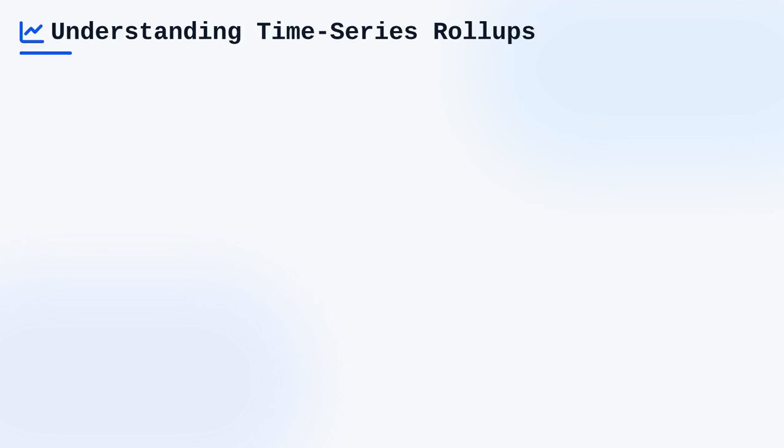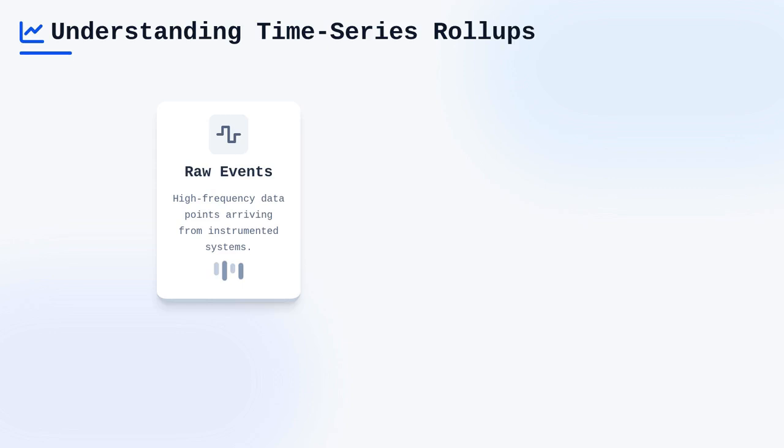In the world of time series analysis, we rarely consume raw data points exactly as they arrive from an instrumented system. When you look at a dashboard spanning several days or weeks, Splunk Observability Cloud cannot possibly render every single raw event individually without crashing your browser or becoming unreadable.